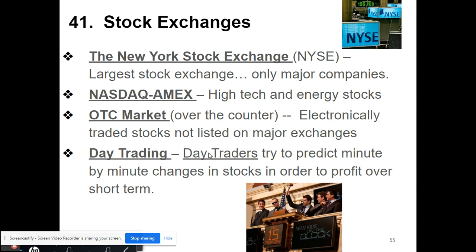Day trading. When you hear about day trading or day traders, they're trying to predict minute by minute changes in stock and they're trying to get a quick profit. Generally, if you're in it for the long haul in the market and you get a good company to invest in, you'll make money if you can wait it out. In the short term, it might go down, but if you can wait it out long enough and only sell when it's up, you'll be fine. If you get impatient, then you're going to take losses.